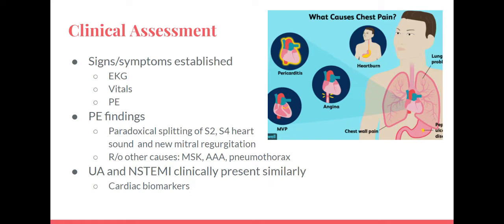For example, if a patient presents with chest pain that's more due to a musculoskeletal origin, such as costochondritis, they would have chest pain that's reproducible with palpation. Other physical exam findings that may be discovered on exam and are indicative of unstable angina could be a paradoxical splitting of the S2 or S4 heart sounds and a new mitral regurgitation murmur.